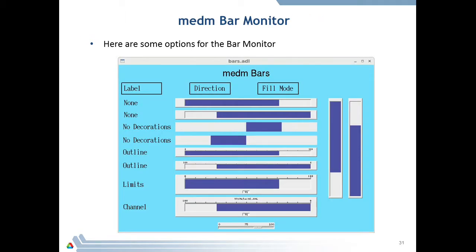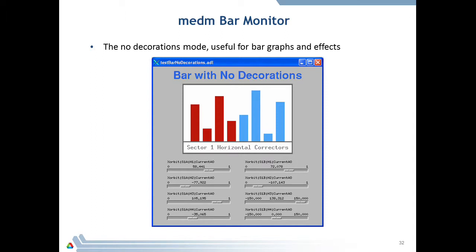So I drew an example of the bar monitors. And what I did was I took all the different combinations of the attributes that you can apply to a bar monitor. For example, here on the left, you can set the label level to none, no decorations, outline, the limits, and the channel. The channel process variable name will appear on the display. The limits will show the limits on the display. And we also have a setting for the direction, whether it's going to fill from the left or fill from the right. And then also the fill mode will determine whether or not it's going to fill from the center or fill from the side.